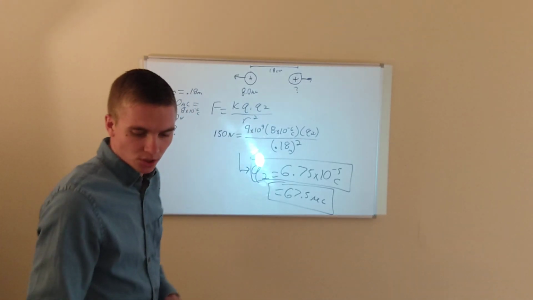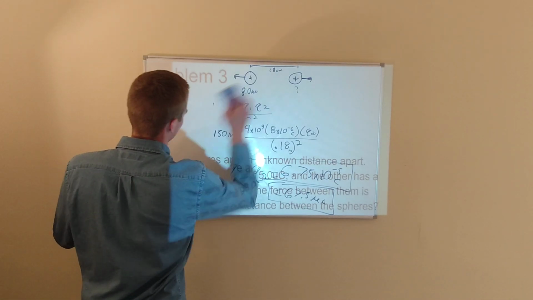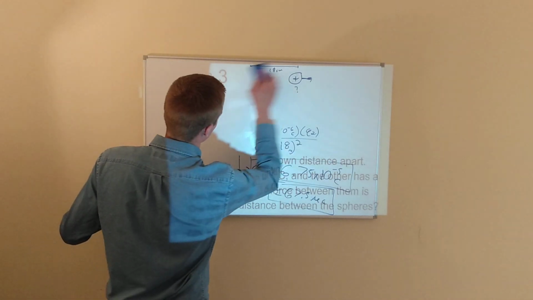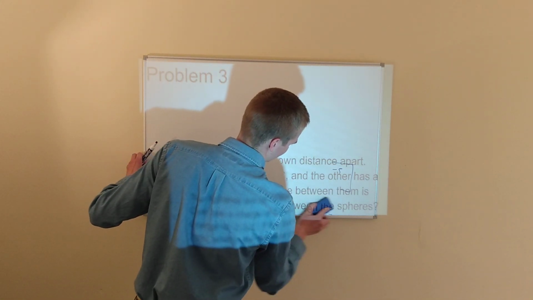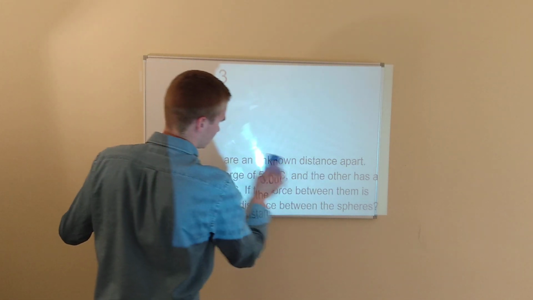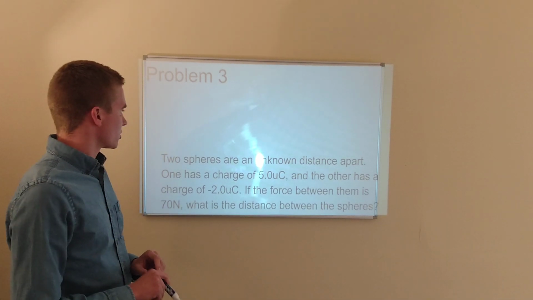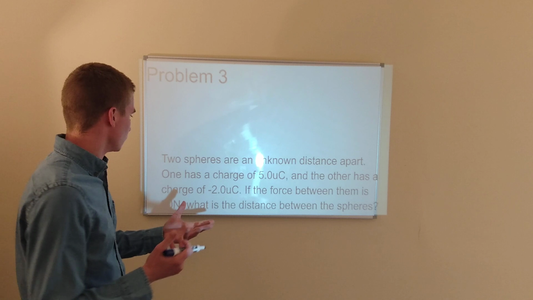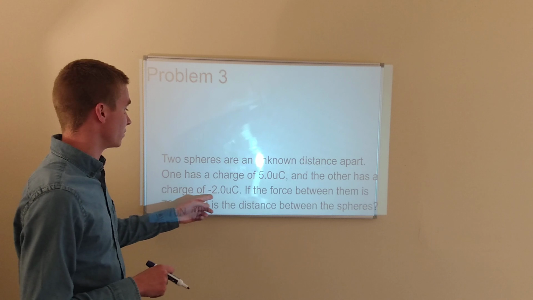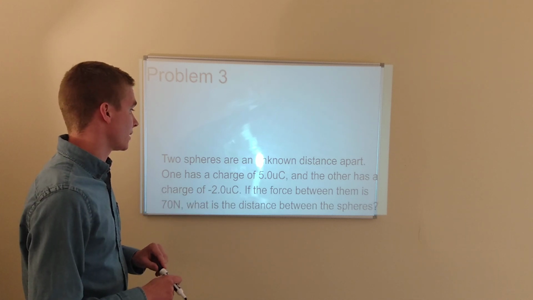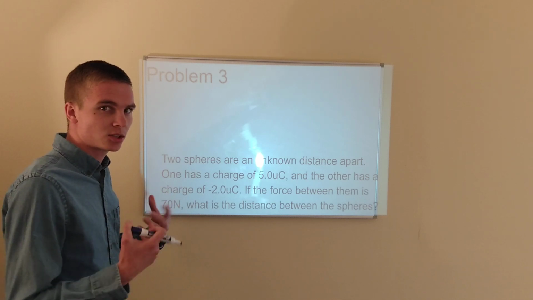Okay, let's erase the board and we're going to move on to our next problem. Okay, two spheres are an unknown distance apart. One has a charge of 5 microcoulombs and the other has a charge of negative 2 microcoulombs. If the force between them is 70 newtons, what is the distance between the spheres?